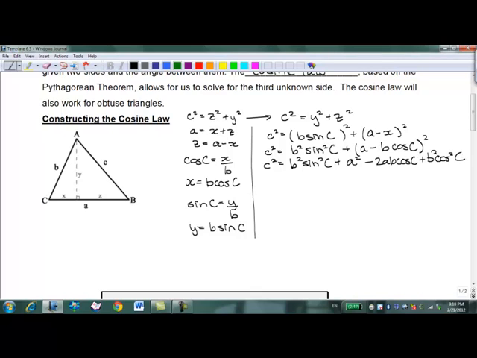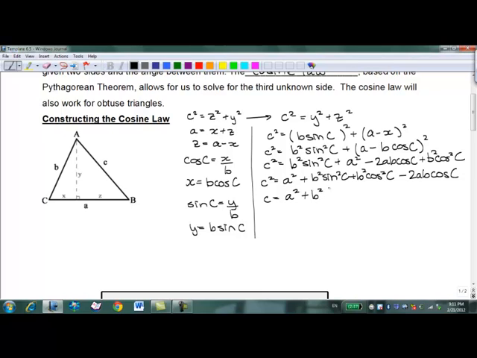So if you can follow along here, the b squared sine squared C, that's the same. The a minus b cos C, we FOIL that out. I'm just going to do a little reorganizing here. I'm going to say c squared is, there's the a squared. Let me group the b squared sine squared C with the b squared cos squared C, and the minus 2ab cos capital C just hanging out at the end there. We're almost done here.